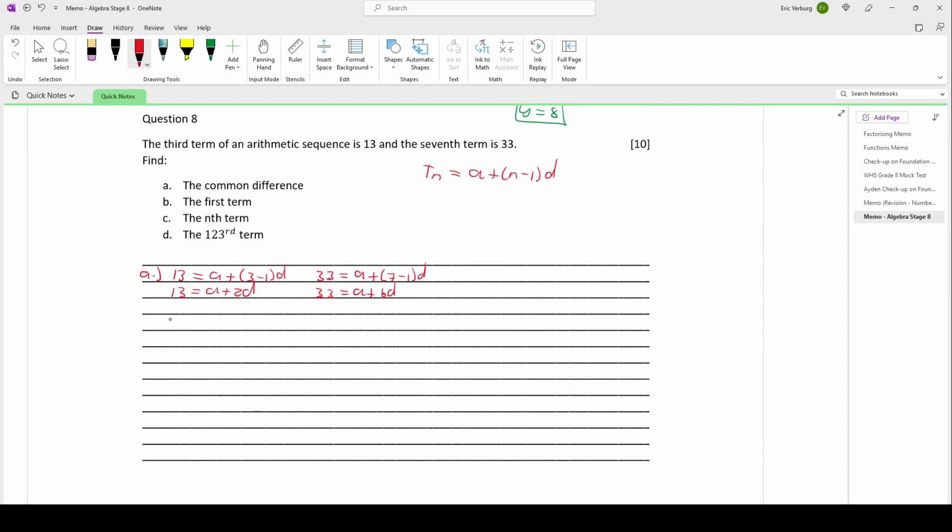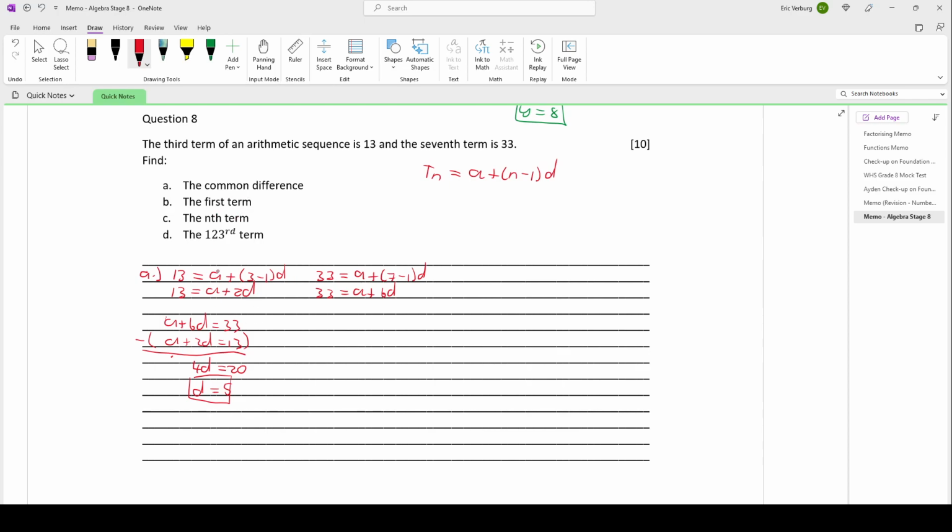So I'm going to write them underneath each other and say A plus 6D equals 33, and then A plus 2D equals 13. And then I'm going to subtract them. So the elimination method, A minus A is nothing, so we eliminated the A. And then 6D minus 2D is 4D. 33 minus 13 is 20. And then divide by 4 on both sides to get D equals 5. So now we have the value for D. Okay, so that's question A, the common difference.